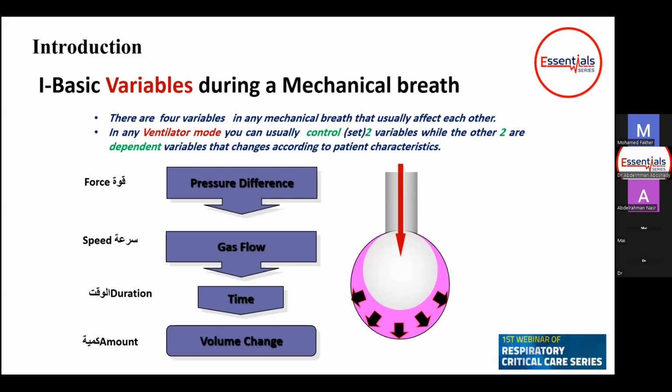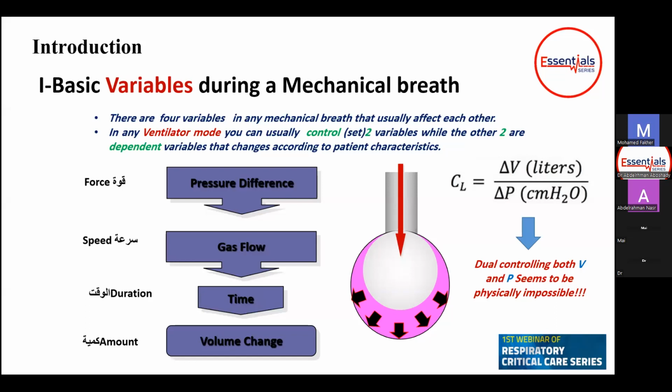Okay. In a ventilator mode, you can usually control and set only 2 variables. So you either set the volume, tidal volume, and the flow, or you set the pressure and the time. As we know, the compliance of the respiratory system equals the delta volume over the delta pressure. So if we control the pressure, we cannot control the volume at the same time for a given lung compliance. When we control the volume, we cannot control the pressure at the same time. So dual controlling of both the volume and pressure from the physical point of view is impossible.